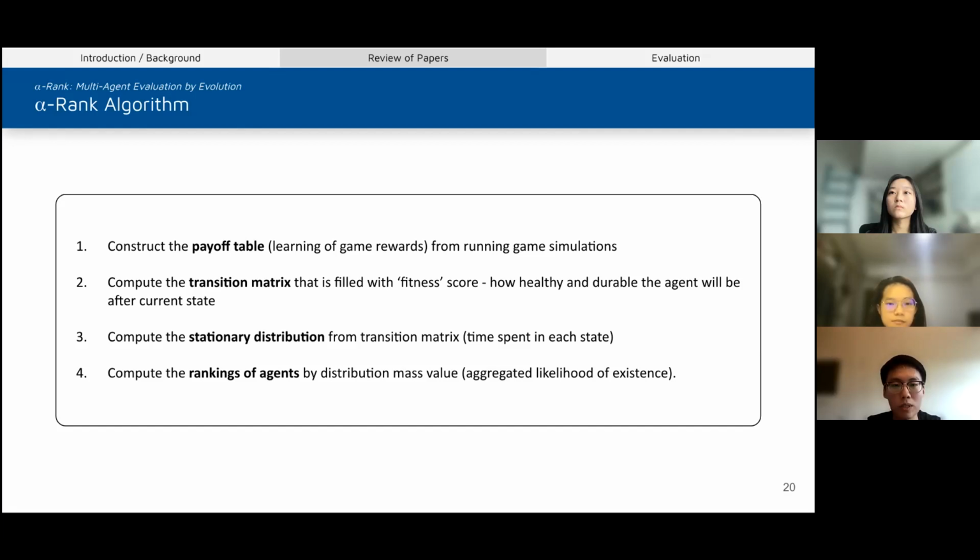Thirdly, we compute the stationary distribution of each game state from the transition matrix. And lastly, compute the rankings of agents from the probability mass function of the stationary distribution, which indicates the expected number of game rounds each agent survives. Let's now talk about some concrete examples.